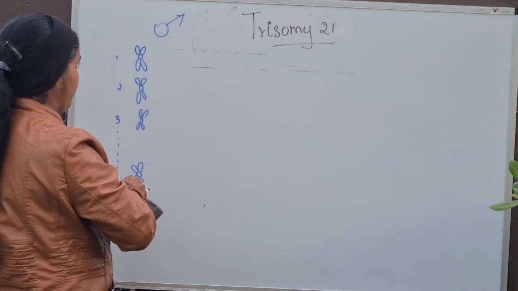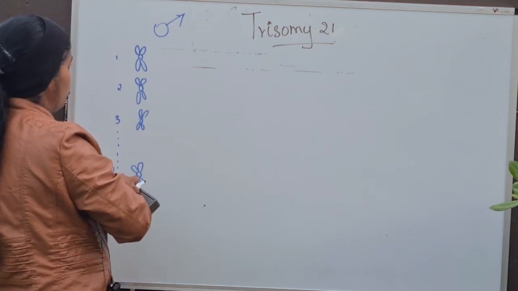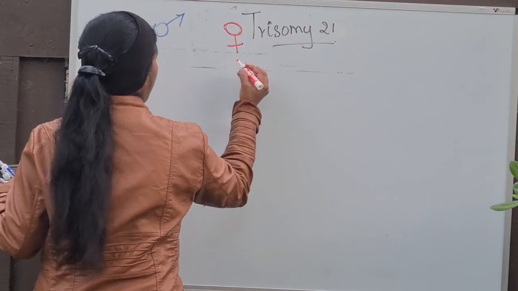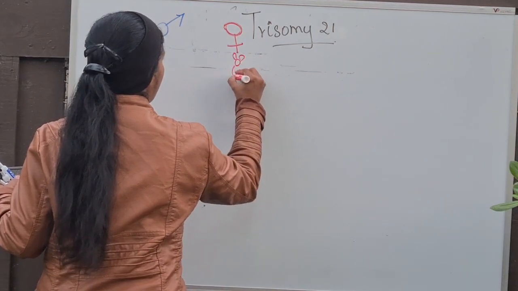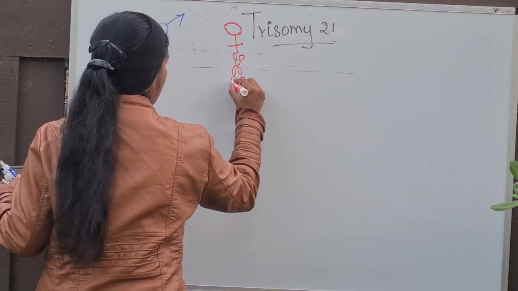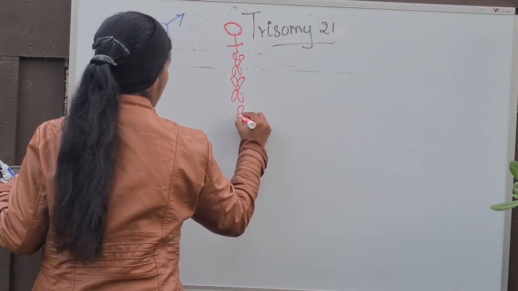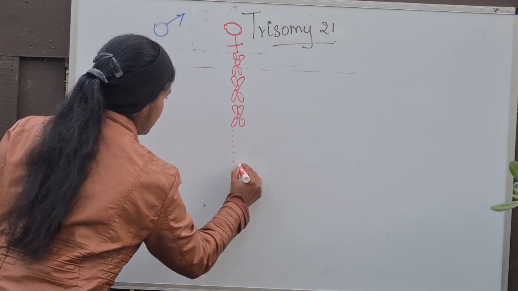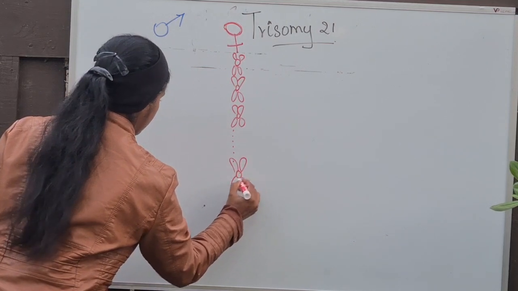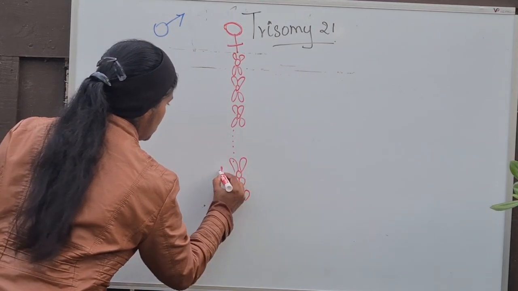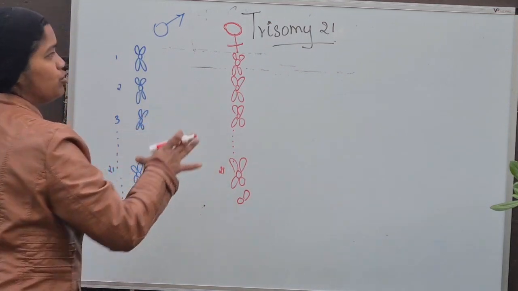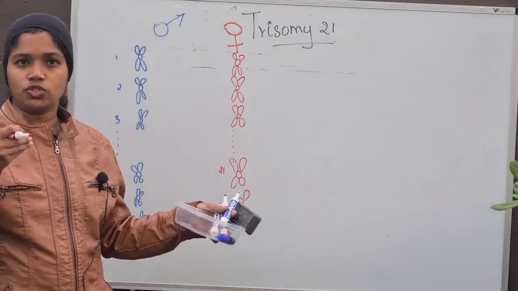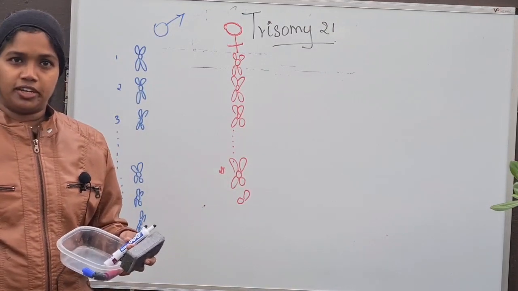And similarly we have the mother who is again having the similar set of chromosomes, and this is the 21st. So what is the most common cause of trisomy 21? The most common cause of Down syndrome is increased maternal age, right?